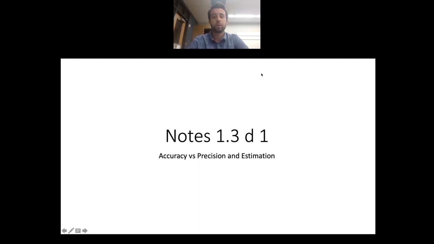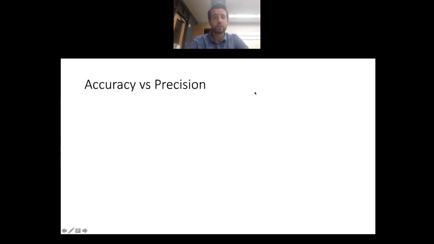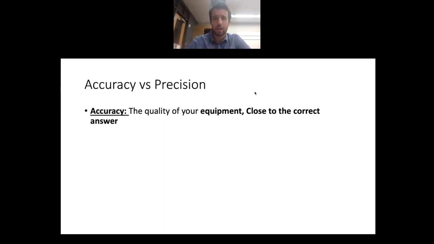Hey guys, today we're going to be talking about the difference between accuracy, precision, and maybe get into a little bit of estimation. Here we go. So, accuracy versus precision, you might think of these two things as the exact same. However, they're just a little bit different.